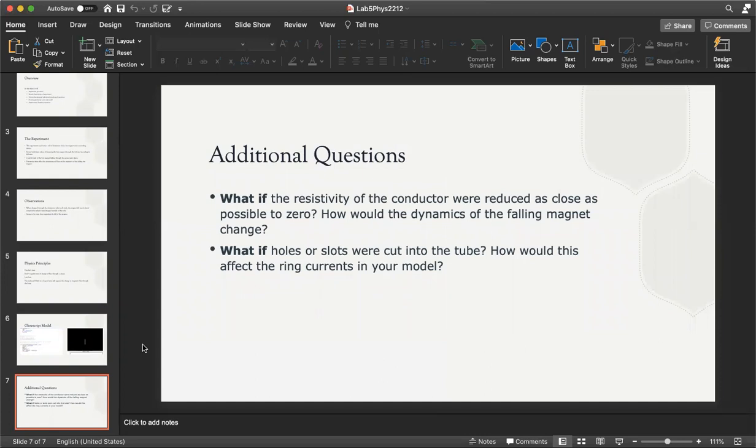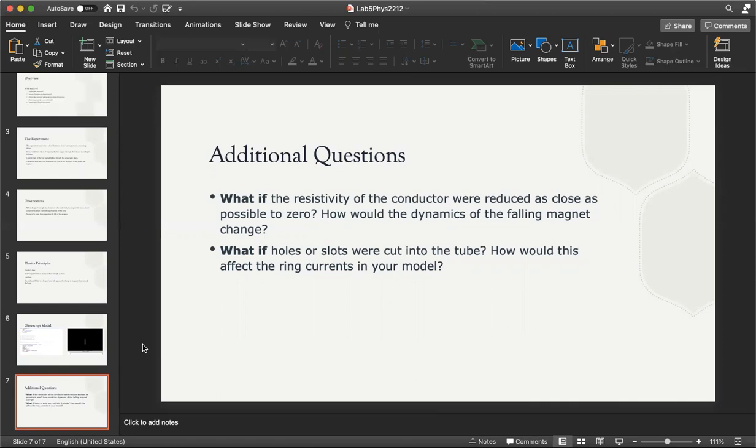Some additional questions. What if the resistivity of the conductor were reduced as close as possible to zero? How would the dynamics of the falling magnet change? So if the resistivity were reduced to zero, it would cause the voltage to be, well, we have Ohm's law, which says that the potential is equal to the current times the resistance.